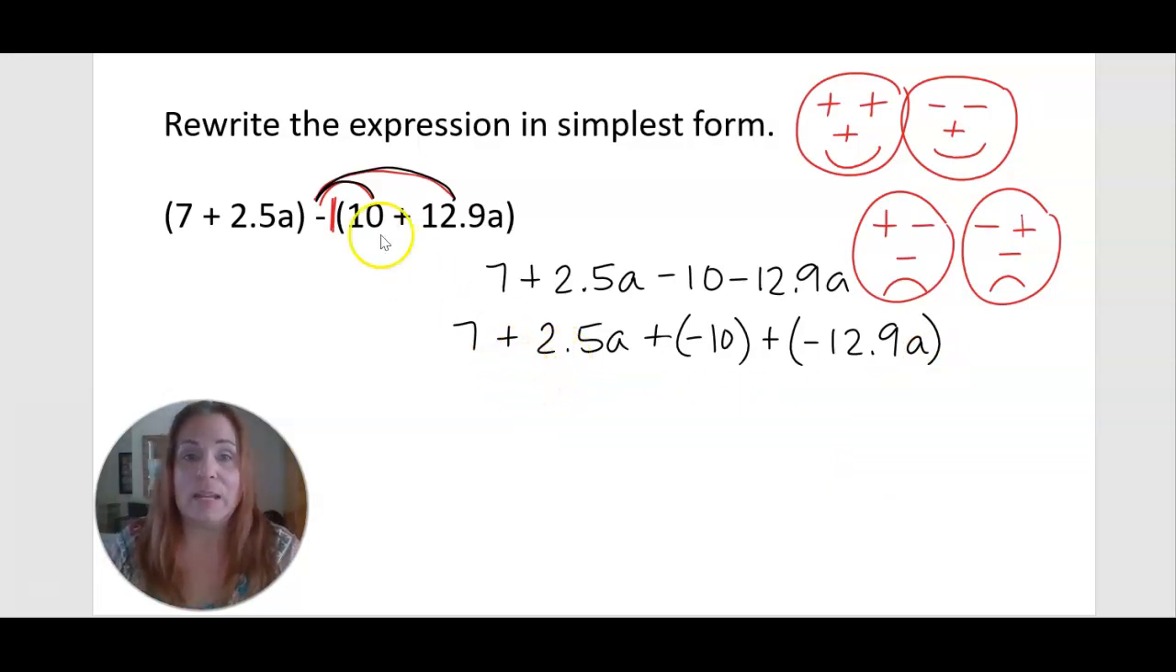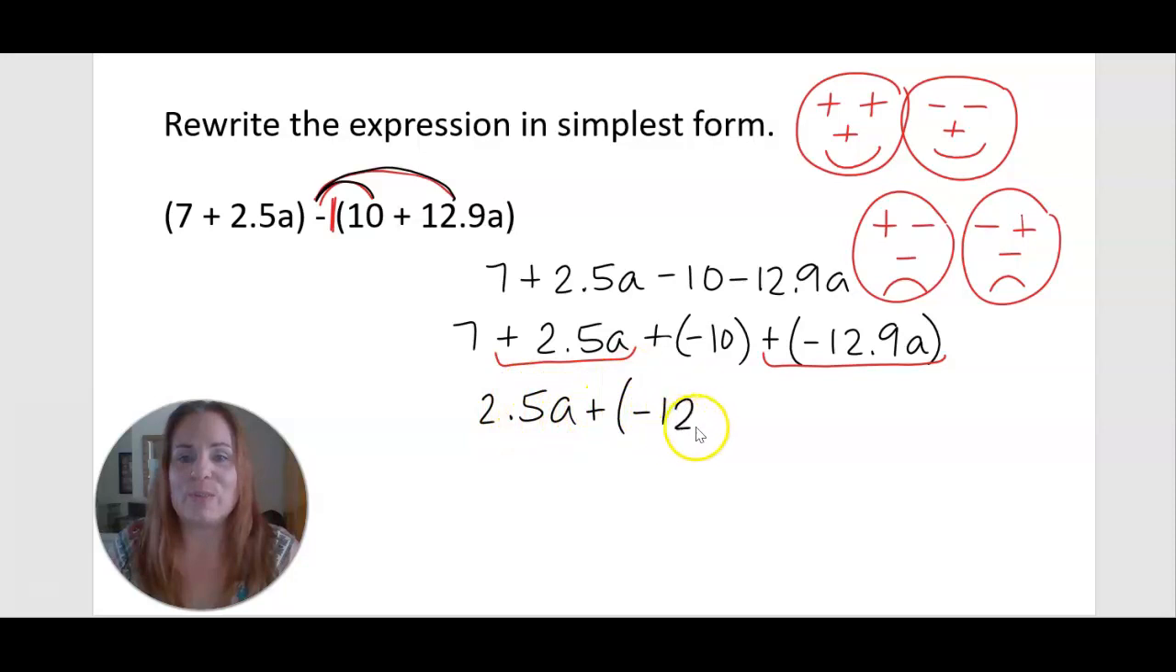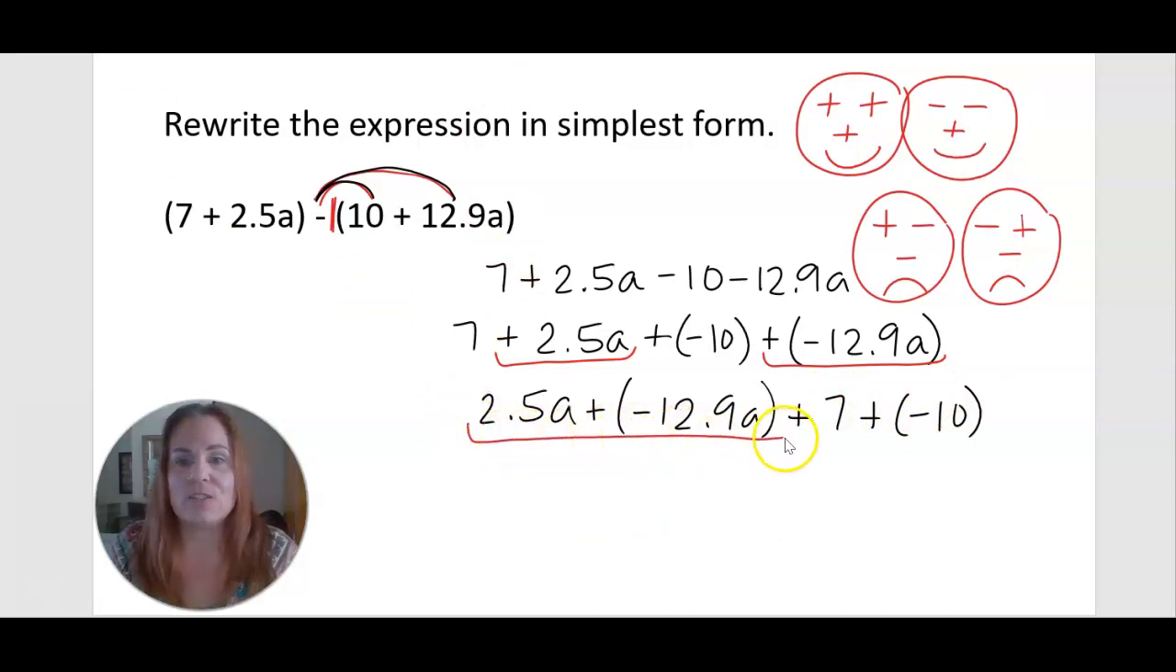So I'm going to write my a terms first. That would be this one and this one. So I will have 2.5a plus a negative 12.9a. And then I have two numbers that don't have a variable, so I have two constant terms, and that's 7 and negative 10. All right, so now I have to actually do some addition here.